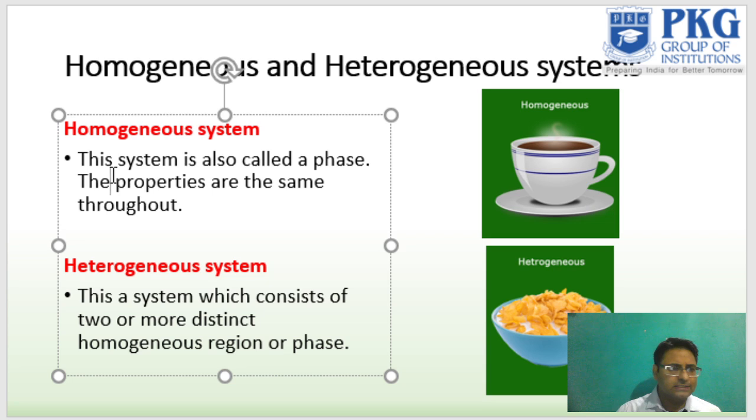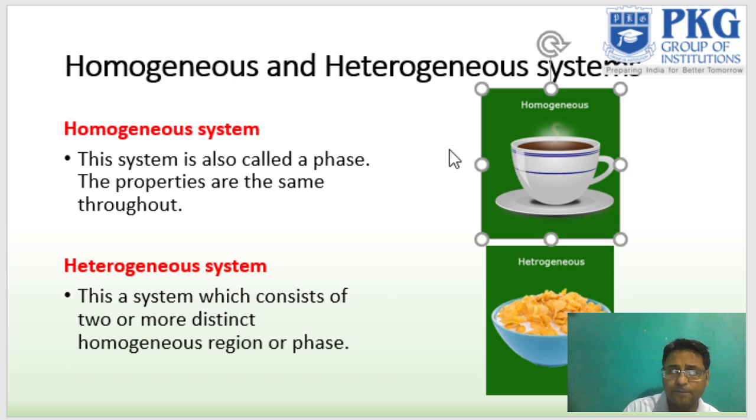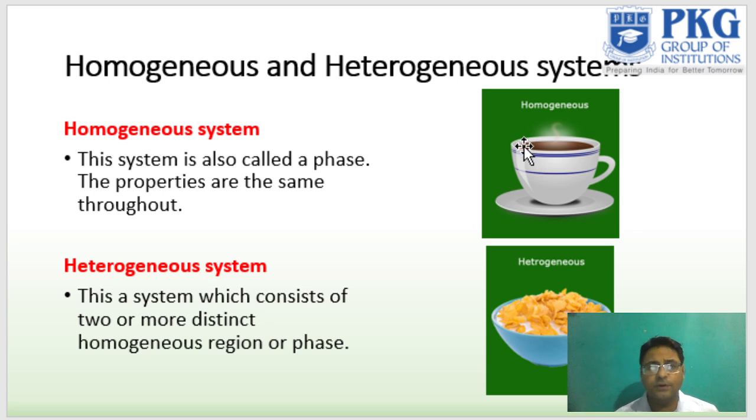So the homogeneous system, this system is also called a phase. The properties are the same throughout, or change very smoothly without showing any surface of discontinuity. So this is an example of homogeneous. Liquid water in a beaker and a column of dust-free air above the earth's surface are examples of homogeneous systems. So the cup of tea is also a homogeneous system.